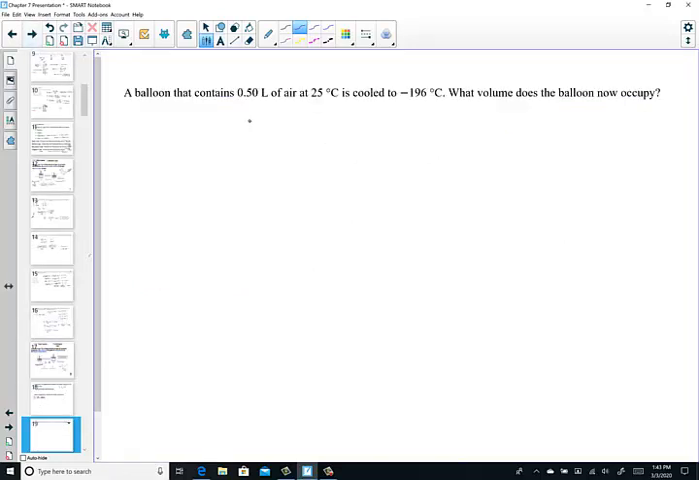So let's try one out. If a balloon, and again, I'm going to recognize every time I have a unit, I'm going to just assign it a variable. So I have 0.50 liters at a temperature of 25 degrees Celsius. And I cool that temperature very cold, negative 196 degrees Celsius. What is the new volume of that balloon? So I'm cooling a balloon significantly.